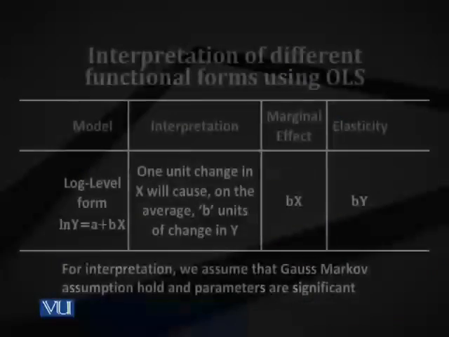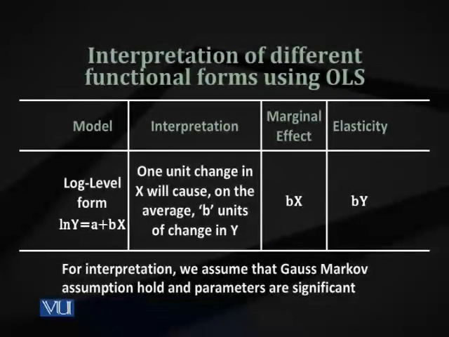But one last thing to remember here is that these interpretations are valid only if you have proper regression estimates. That is, we have the property BLUE, best linear unbiased properties. So when Gauss-Markov assumptions are valid and parameters are significant, then you can interpret the parameters in this way.